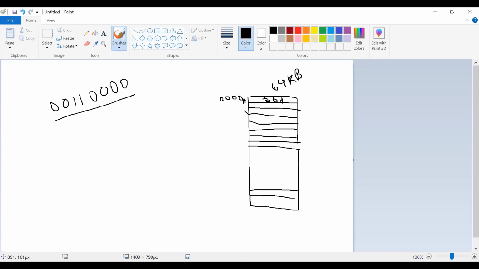One by one, these addresses are 0000, then the next address will be 0001, 0002, 0003, 0004, and all the way up to the last location, which will be FFFF. Clear? And among these, there are about 65,000 memory locations.